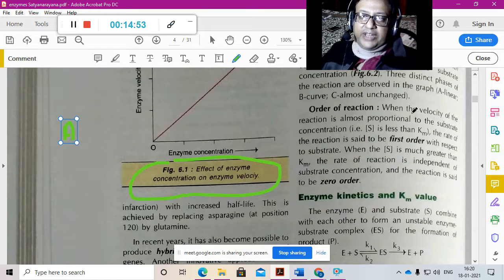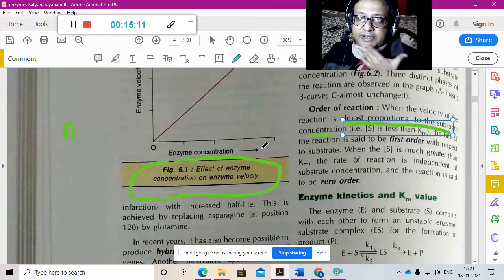In first order, the velocity of the reaction is almost proportional to the substrate concentration. That is, the more substrate you give, the more the enzyme velocity responds. That is known as the first order reaction.